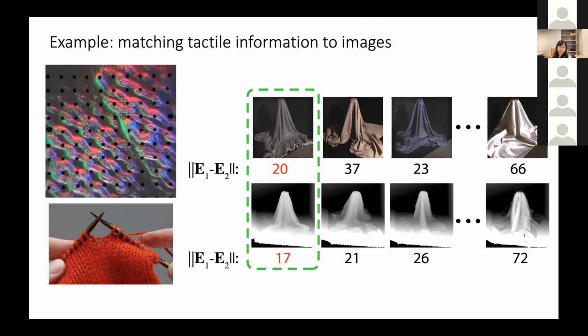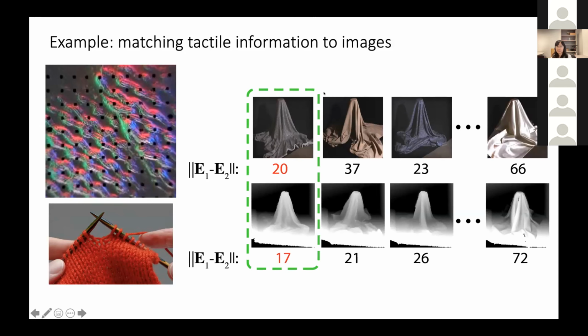So in this particular case, in the data set of 10 candidate images, the first one has the closest distance compared to the embedding vector of the query tactile signals, and that exactly matches the ground truth. So this is exactly the piece of fabric we just touched.